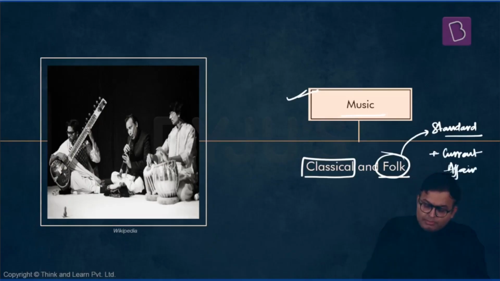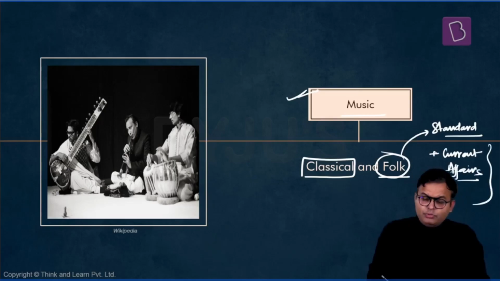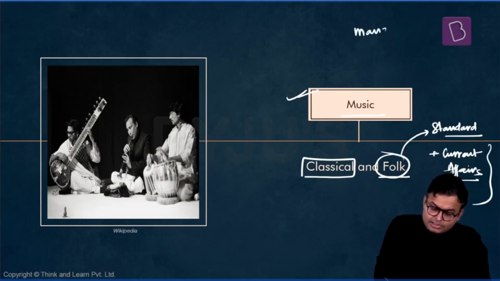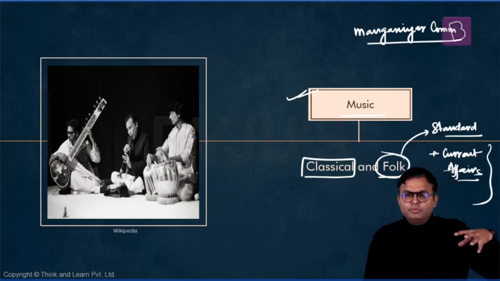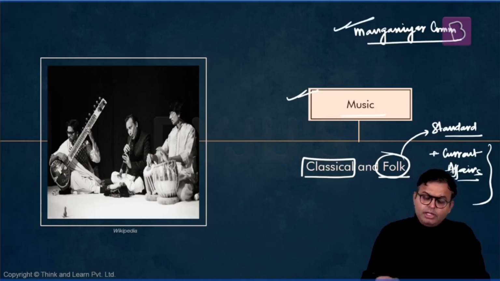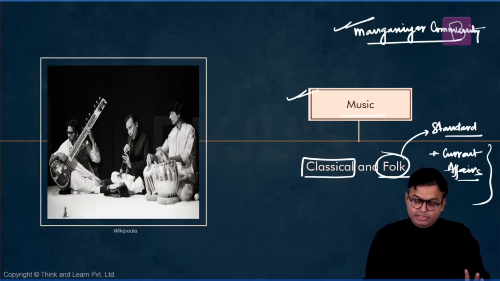Those which are in news. For example, a few years back a question was asked on the Manganiyar community, a group of bards, a group of singers who used to tell folk tales in Rajasthan. Because the Manganiyar community was in news, it was expected from the aspirant to be well versed with it.